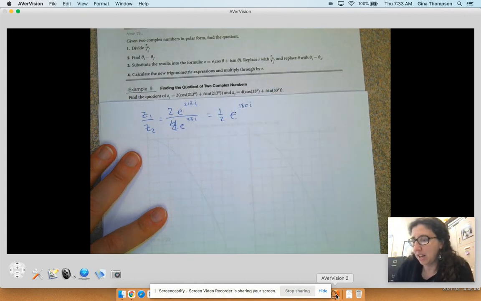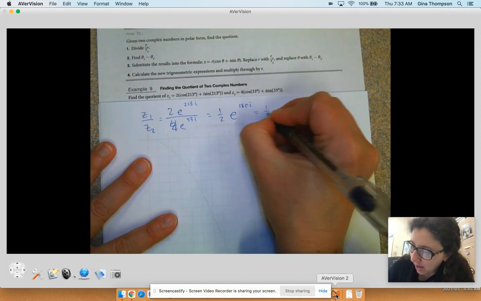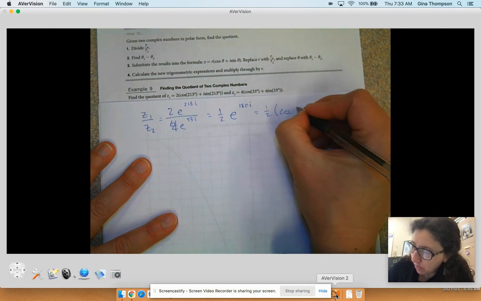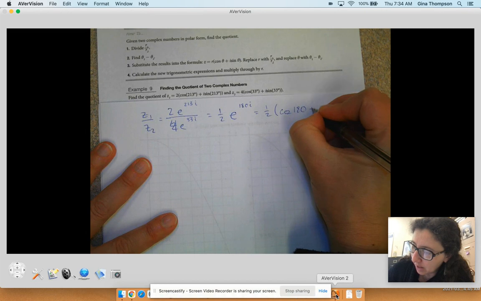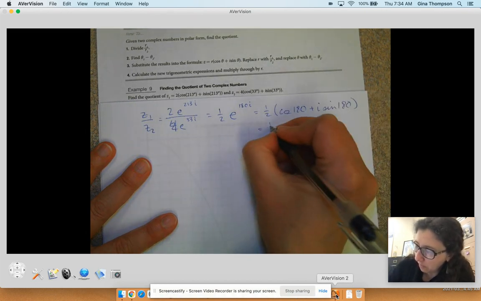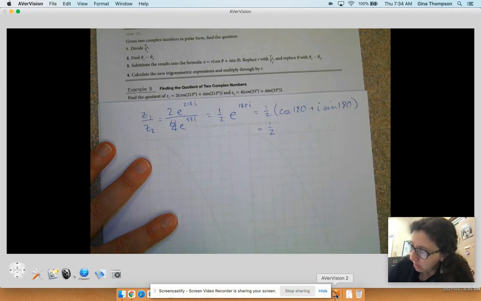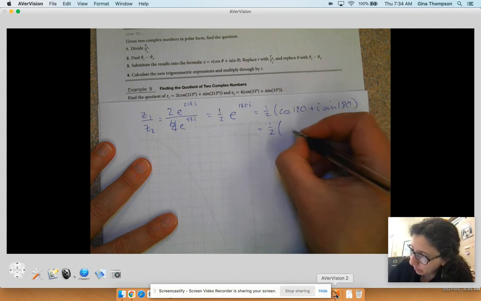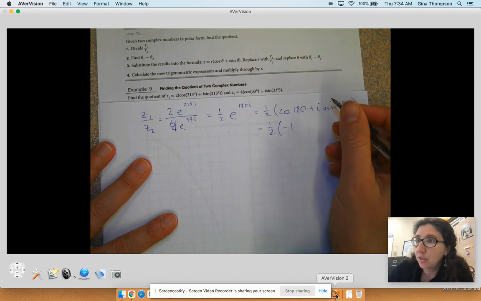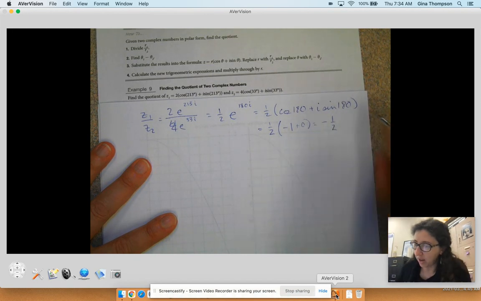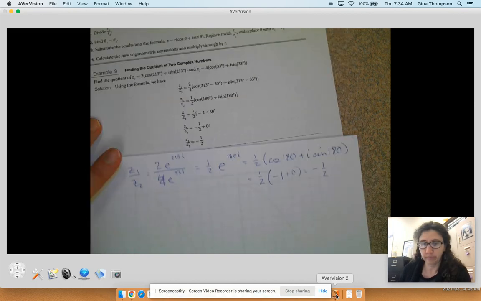e to the 180i. So I could write that as 1/2 times cosine of 180 plus i sine of 180. All right, well, cosine of 180 degrees is -1. And sine of 180 degrees is 0. So this is just going to be negative 1/2. Is that true? Yes.